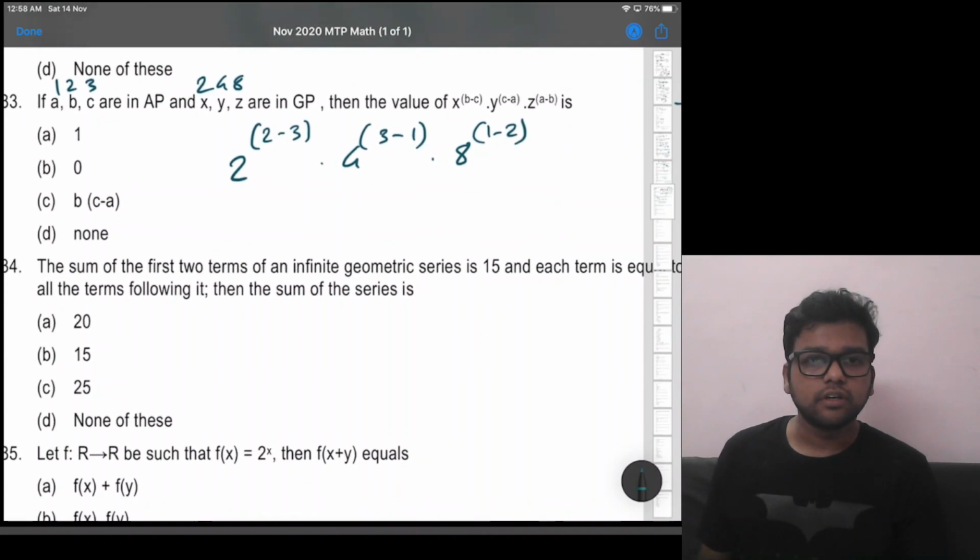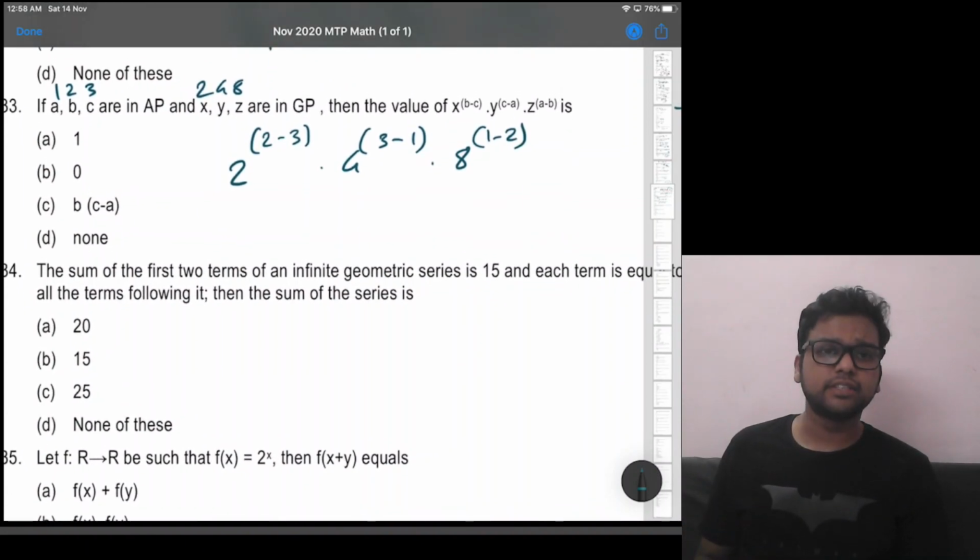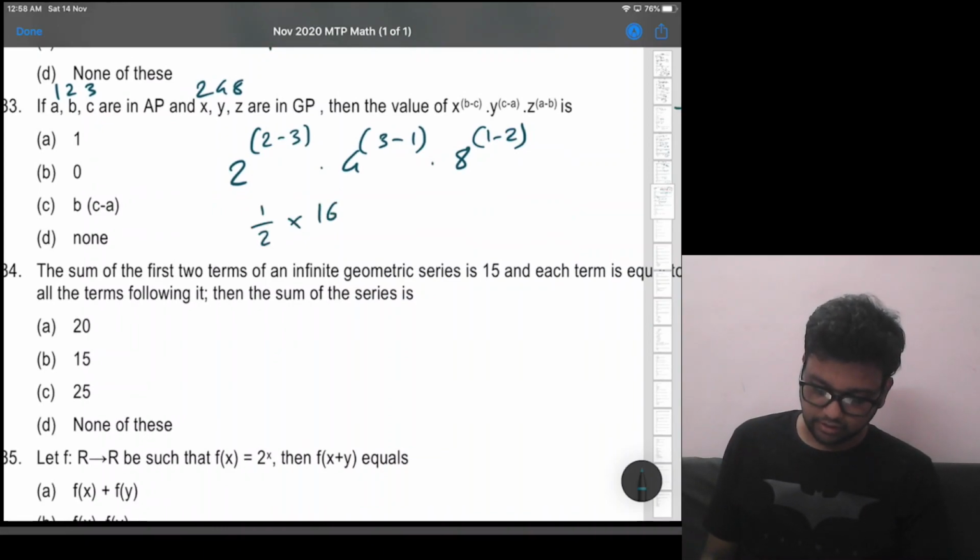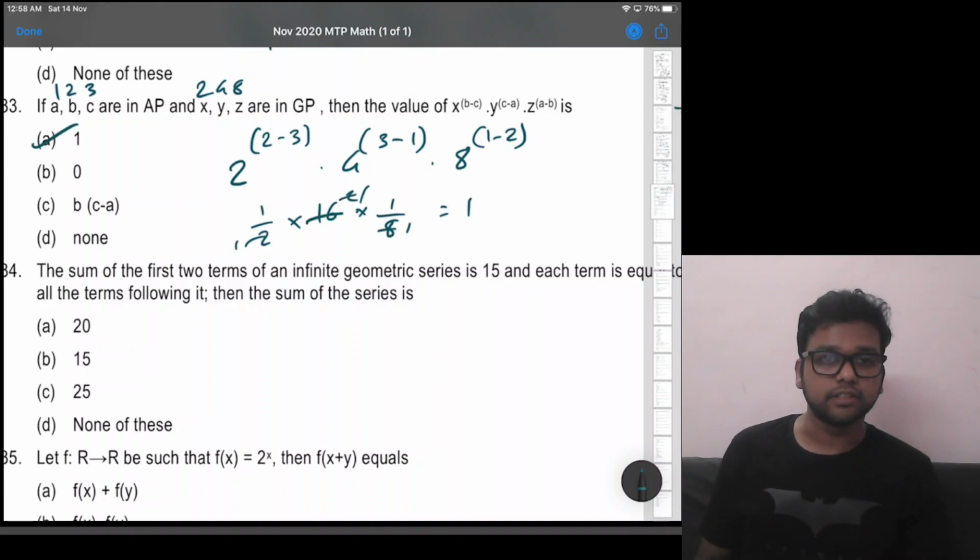Okay. 2 raised to 2 minus 3. 2 raised to minus 1 is 1 by 2, into 4 raised to 2 is 16, into 8 raised to 1 minus 2, which is 8 raised to minus 1, which is 1 by 8. So everything will be cancelled. Only 1 will be remaining. 1 is the correct answer.